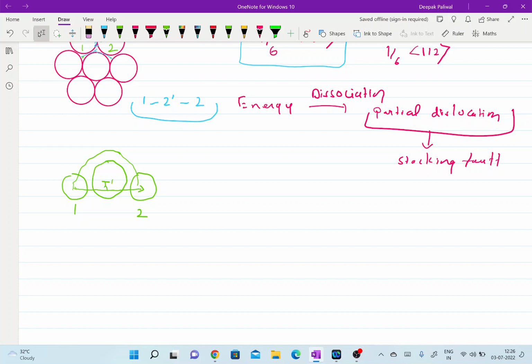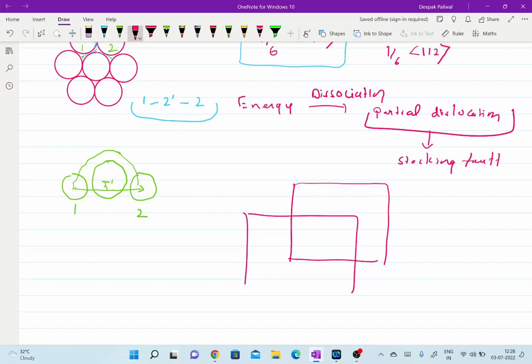Okay, so to understand the concept of partials in the case of FCC, there is a very famous concept known as the Thompson tetrahedron. So why tetrahedron only? Let me draw a cubic unit cell. This is our cubic unit cell. Okay, let me draw the planes with a different color. So this is my 111 plane. Actually, I am calling 000 my origin. So this is my 111 plane. If I draw another plane, it would be like this.